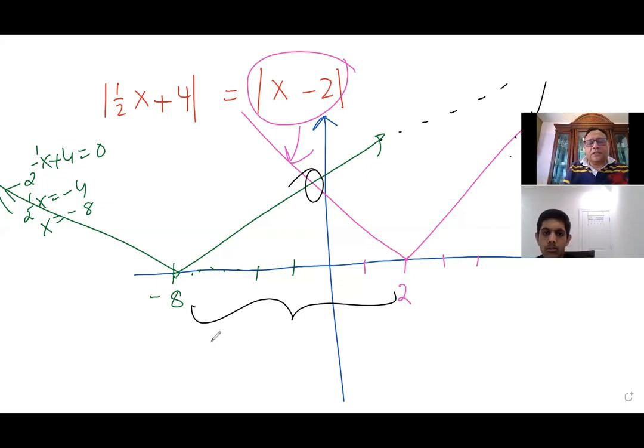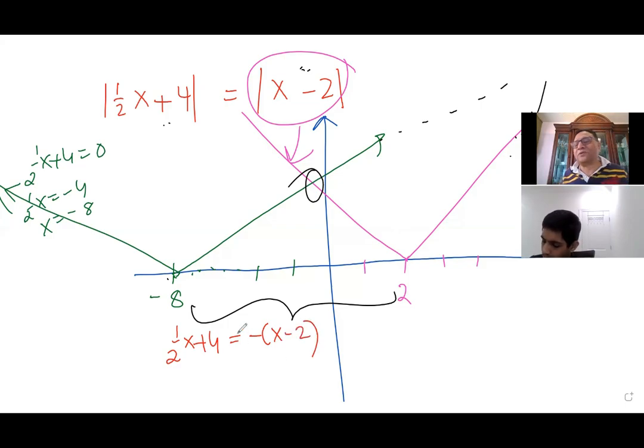Now we know that if I solve in the interval between minus 8 to 2, then this function is negative, that is positive, right? So I could write my equation as half of x plus 4 equals negative of x minus 2 and find the value of x from here, correct? On the right side of 2, both are positive, right? Both are positive, and therefore I'll write this equation as half of x plus 4 equals x minus 2 and solve and get my solution. You get the idea.